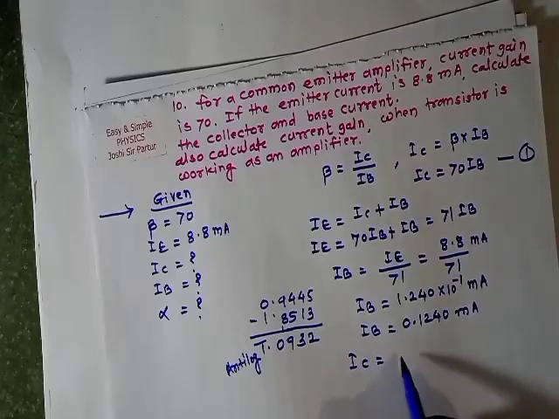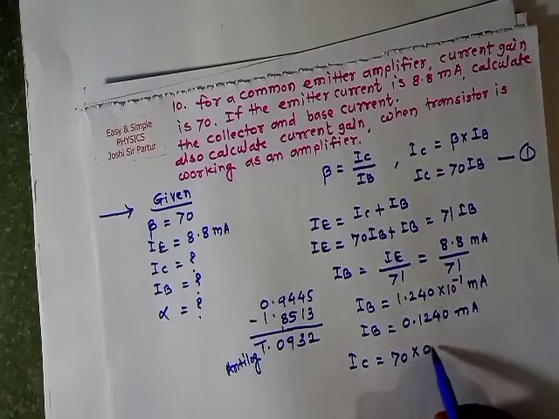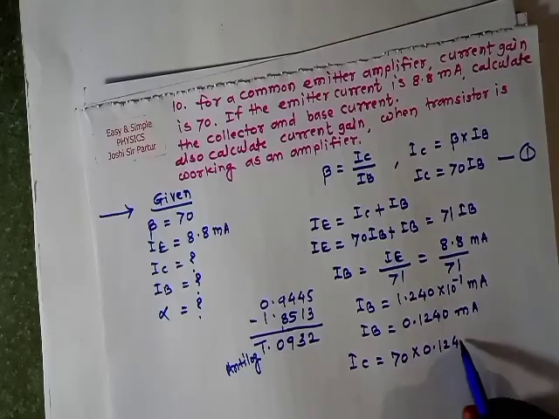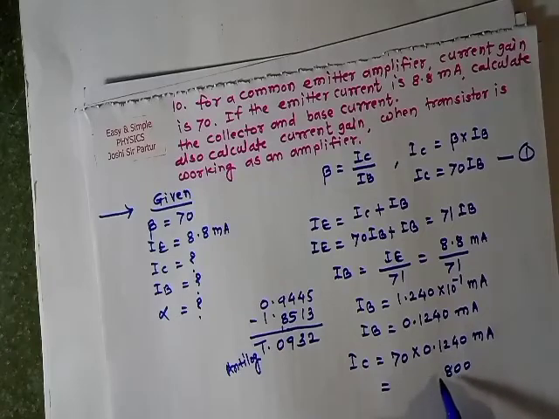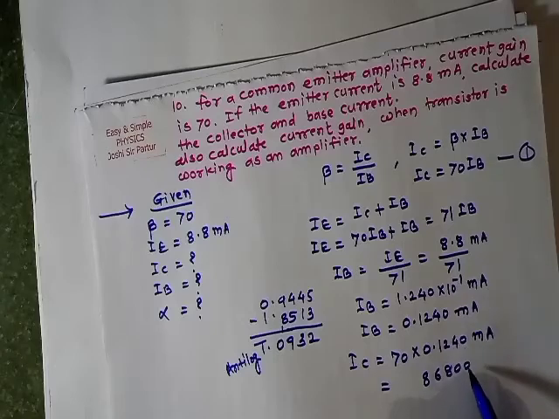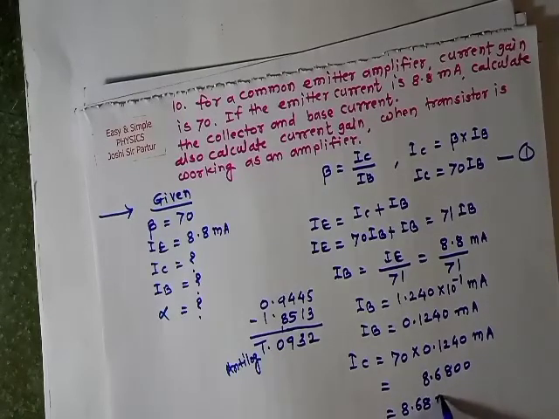So collector current is equal to 70 multiplied by 0.1240 milliampere. 0 is there, 0 is there. 7 times 4 is 28, 2 is remaining, 7 times 2 is 14, 16 is there, 1 is remaining, 7 times 1 is 7, and 1 more is 8. The decimal point will be after 4 places. So it will be 8.68 milliampere, that is the collector current.